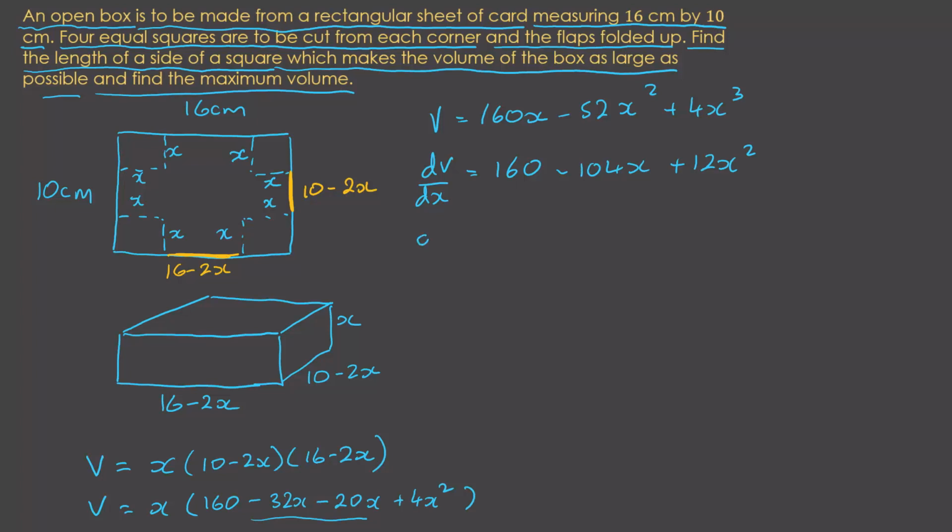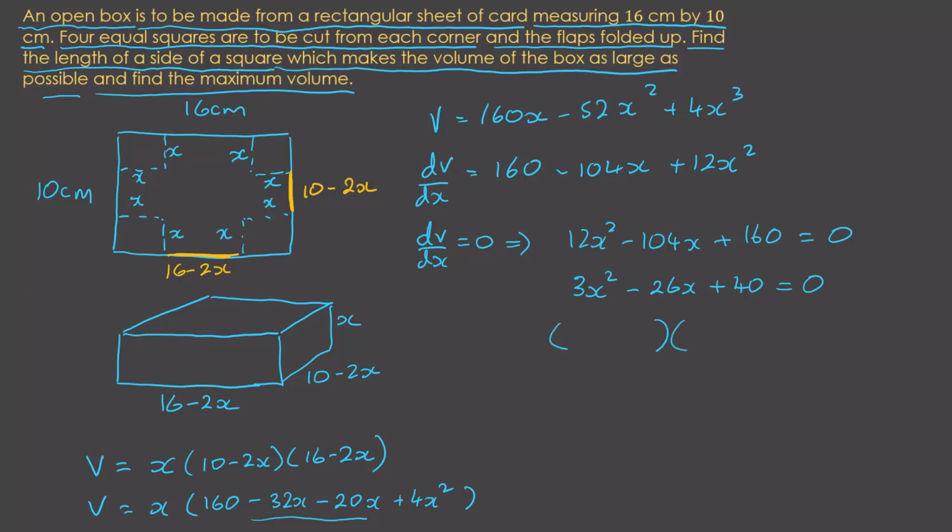Now we're interested in dV/dx equals 0, which means that 12x squared take away 104x plus 160 is equal to 0. We can certainly divide all of that by 4. So I've got 3x squared take away 26x plus 40 is equal to 0.